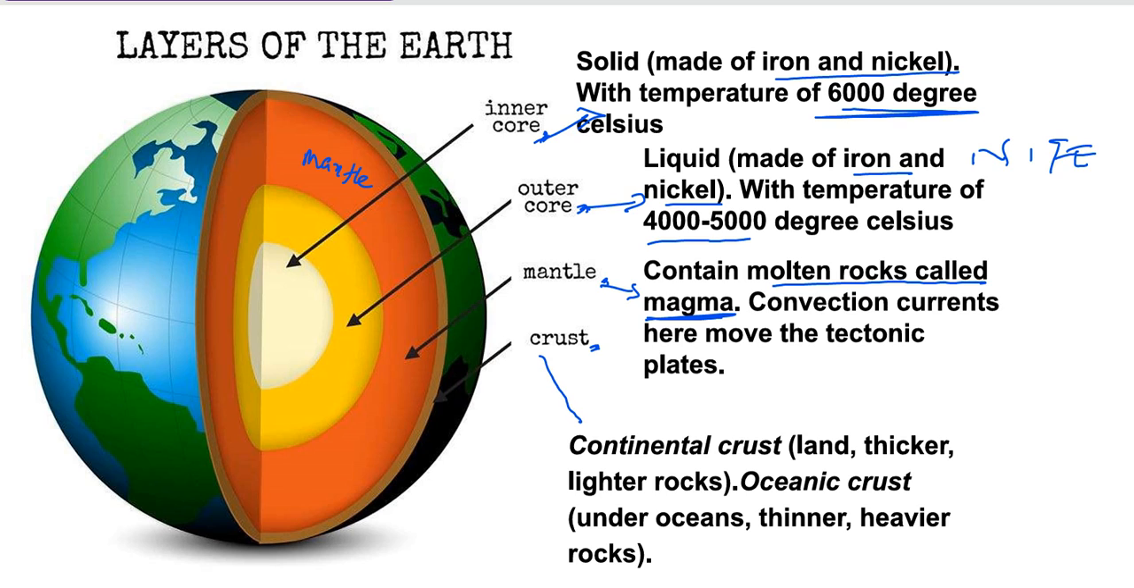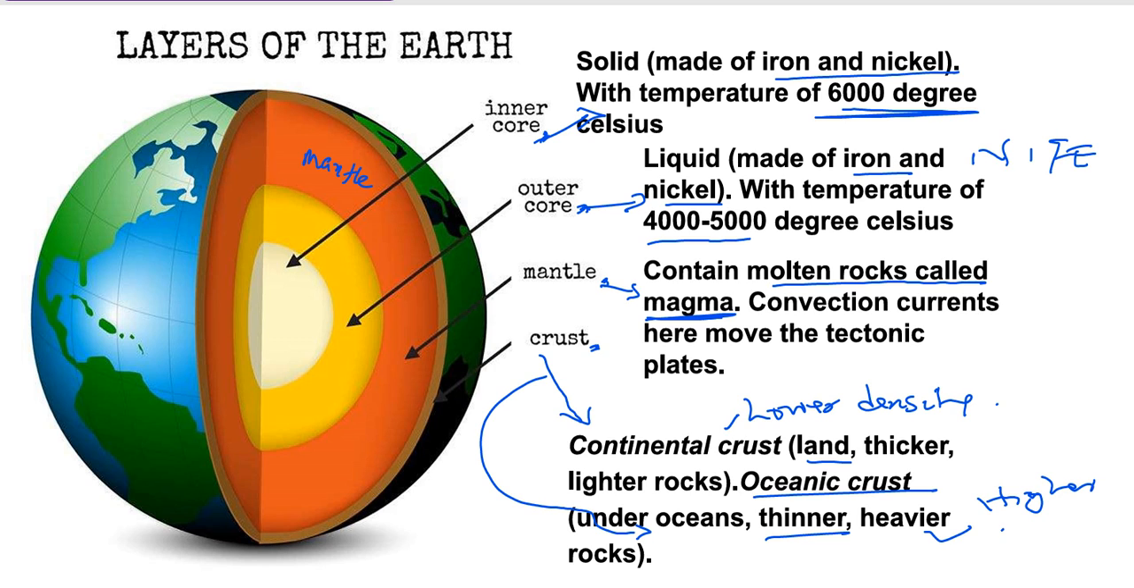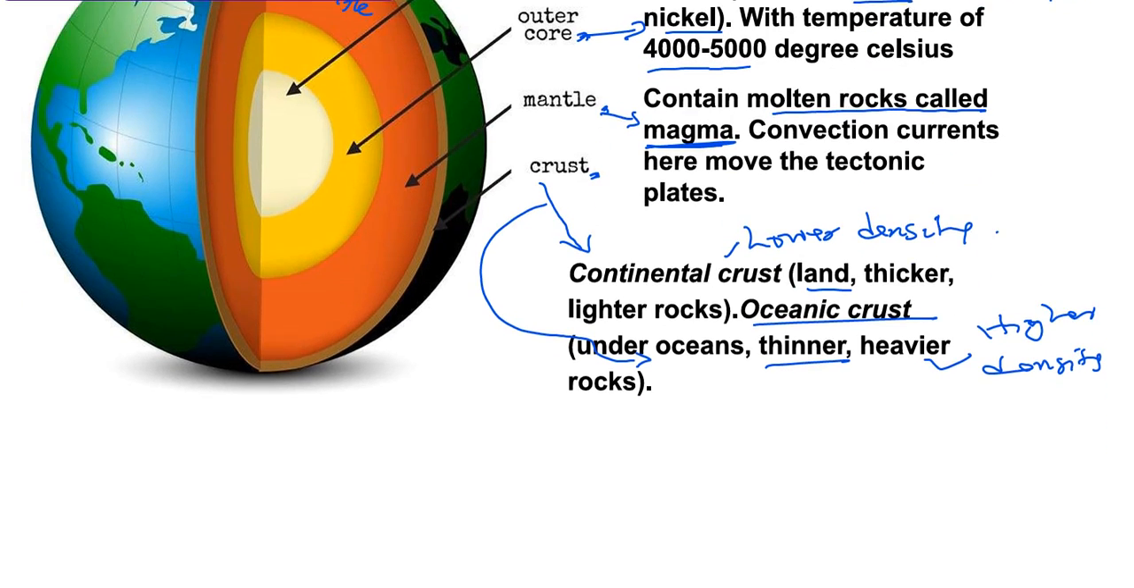Then lastly here we have the crust. So the crust is divided into 2, continental and the oceanic crust. So the continental crust, made up of land, is thicker but lighter, so it has a lower density. Then we have the oceanic crust, which is under the ocean. It is thinner but it is heavier, so it has a higher density. So that's it on the layers of the earth.